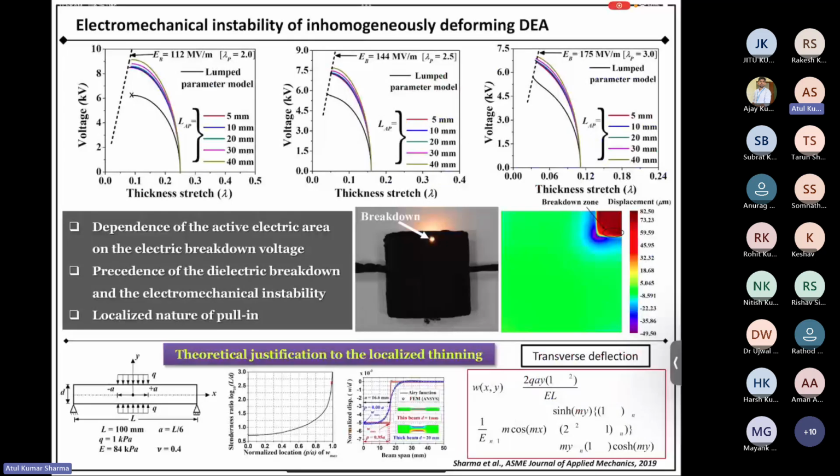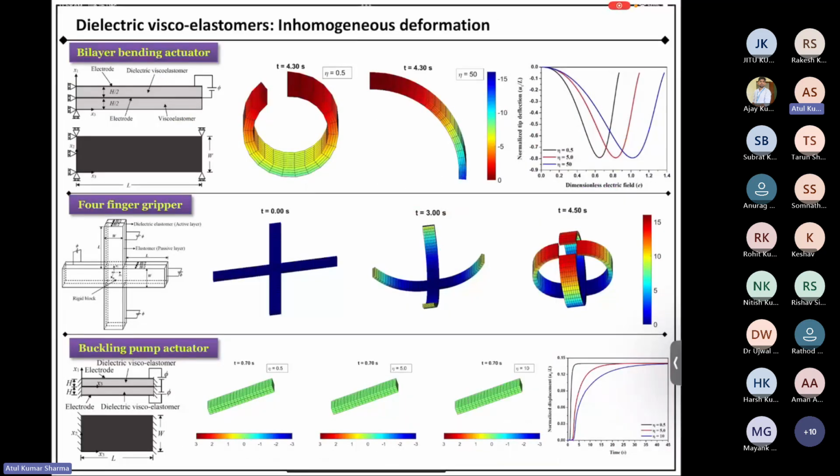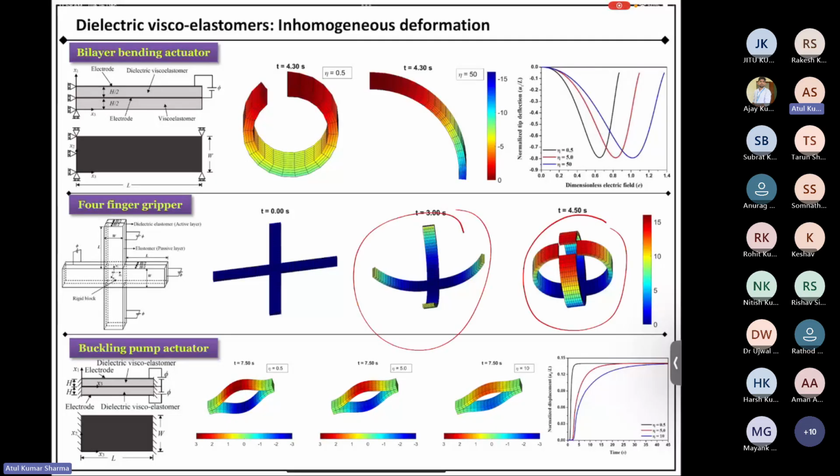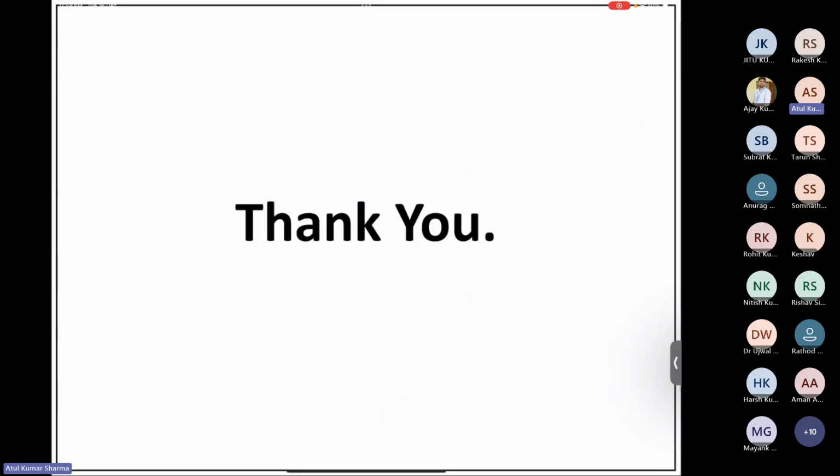We have solved where the location of the dielectric breakdown will be in our case, and we have also simulated this gripper kind of thing, bi-layer grippers. These are the finite element results, where you can see that the deformation is not homogeneous. The deformation at this point and this point is different. If we talk about contraction of the layers, we have simulated certain cases earlier.